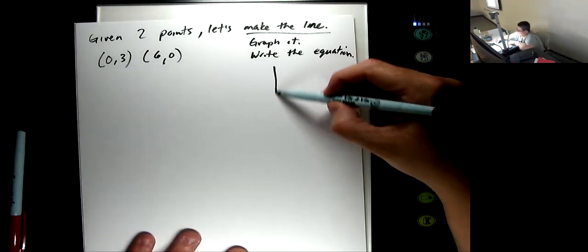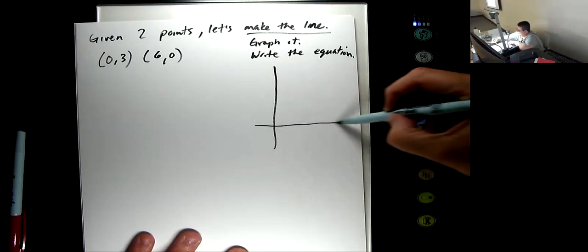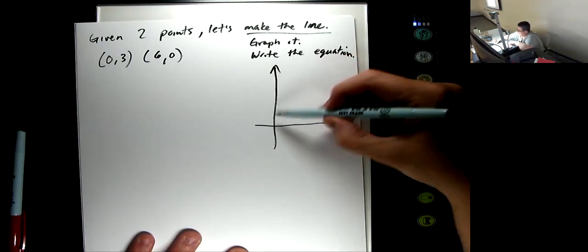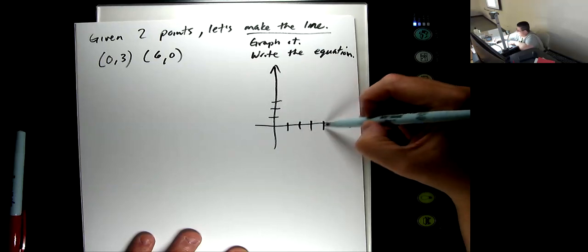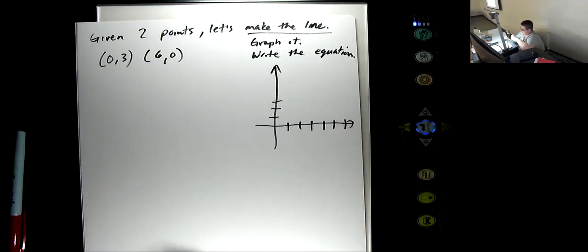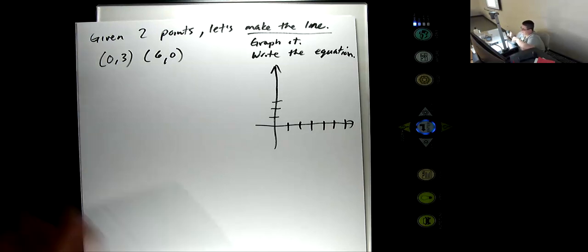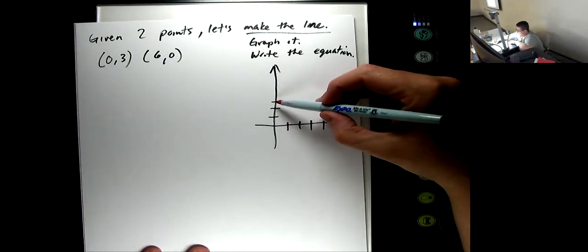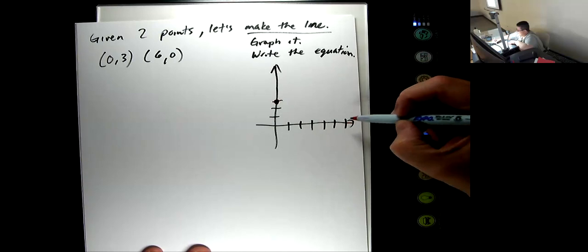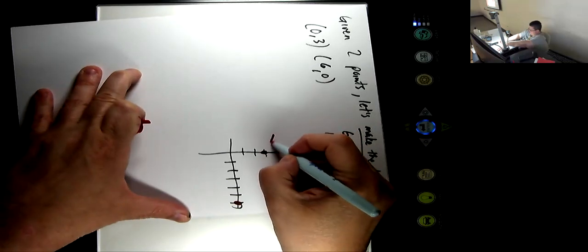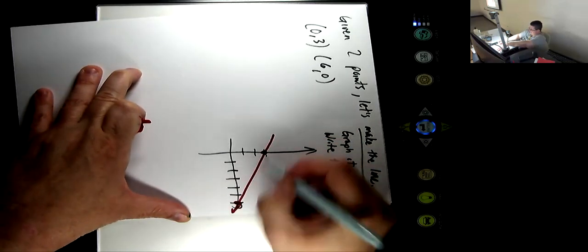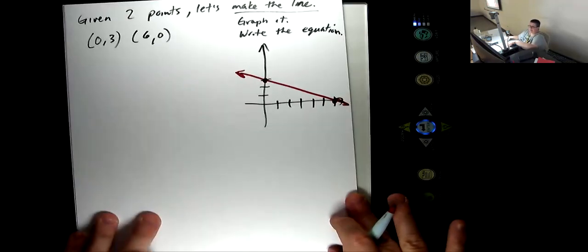So graphing it is what we've been doing today. 0, 3 is right there, and 6, 0 is right there. I'm going to rotate it so I can draw a straight line. All right, there we go.